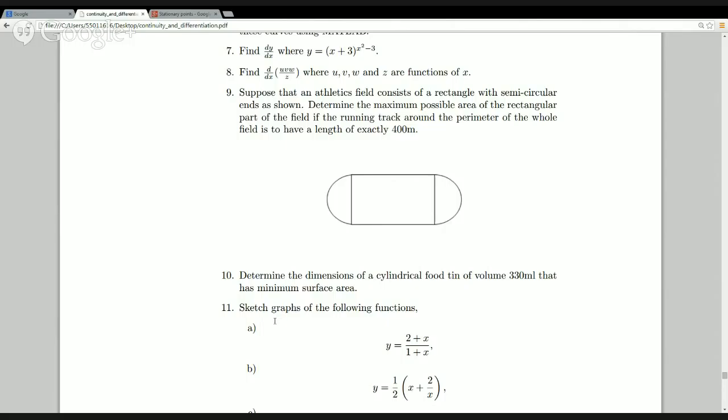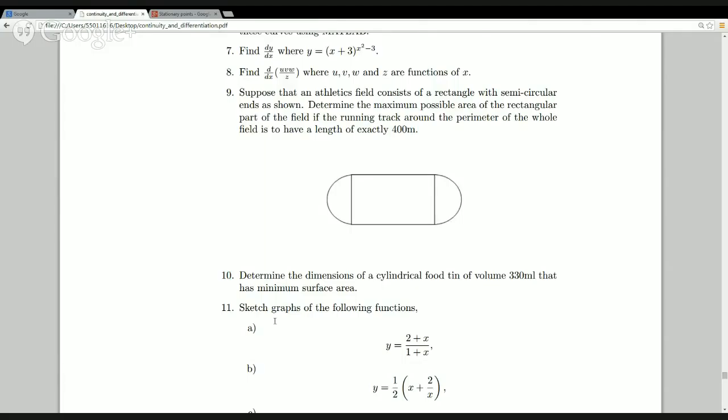You could arrange a tin which contained 330 mils that was like a huge tin. It was only like that tall, but really, really wide. It'd be impractical, but you'd waste a load of aluminium making these huge circles for the top and bottom of the tin, which is really, really short. So you wouldn't want to do it that way. So we think that we want to minimize the surface area. So can we find that optimal shape of tin?